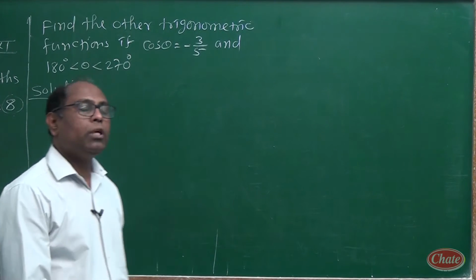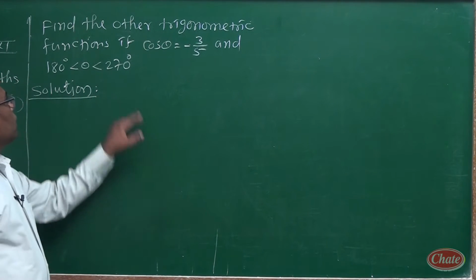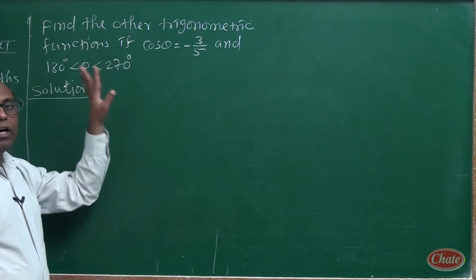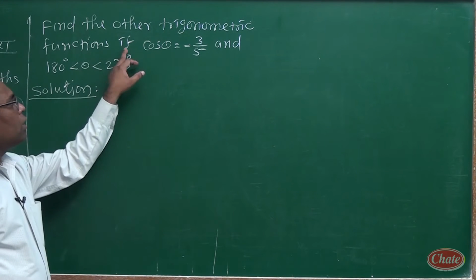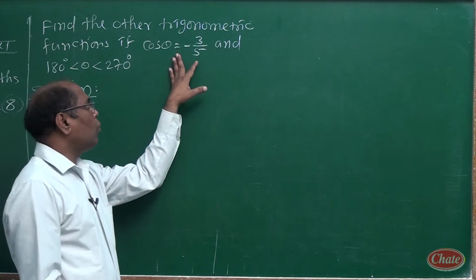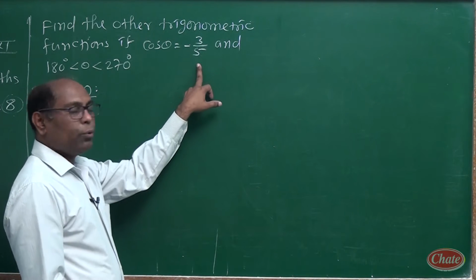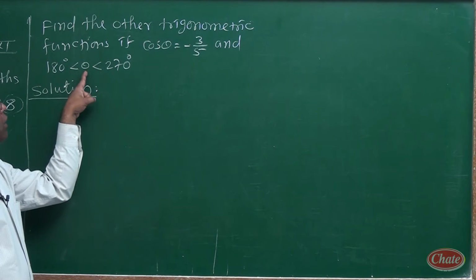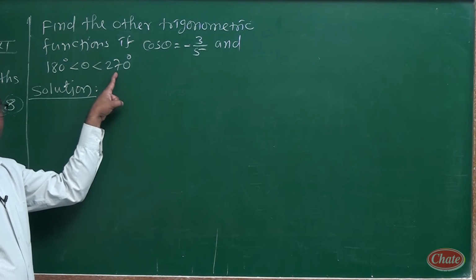Okay students, now the next sum is: find the other trigonometric functions. Find the other trigonometric functions if cos theta is equal to minus 3 by 5 and 180 degree less than theta less than 270 degree.